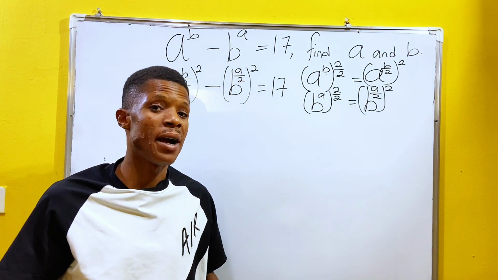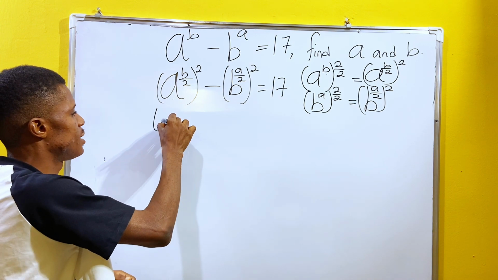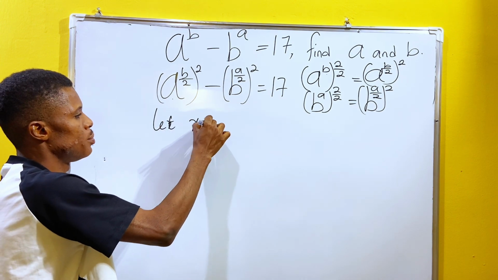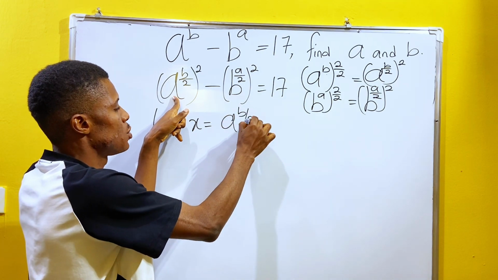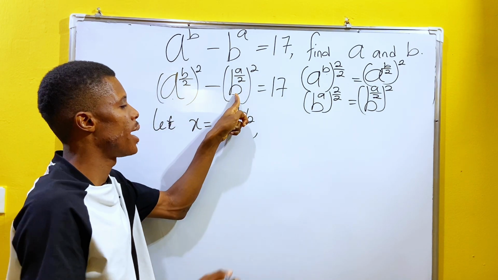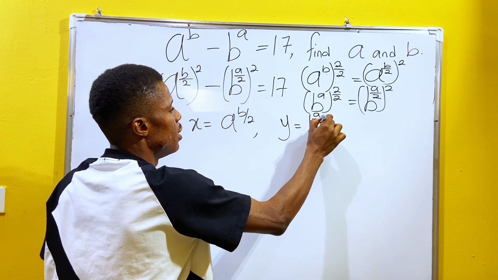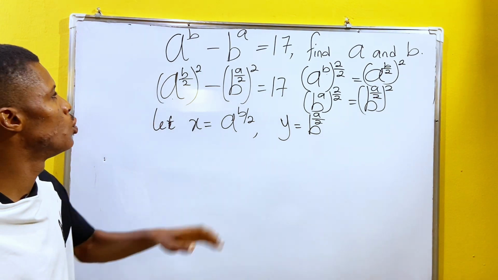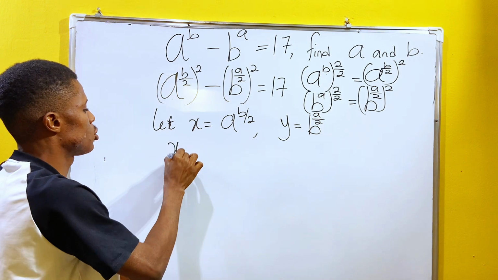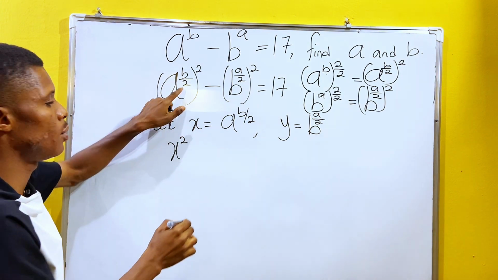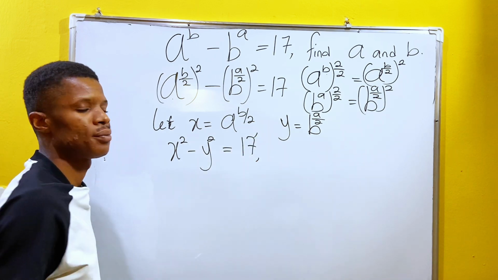Now we go to defining of terms. So we can now say let x be equal to this term in the bracket, which is a to the power of b over 2. And let y be b to the power of a over 2. So in this form, we'll now write the whole term as x squared, since x is now this item in the box, minus y squared, and that's equal to 17.